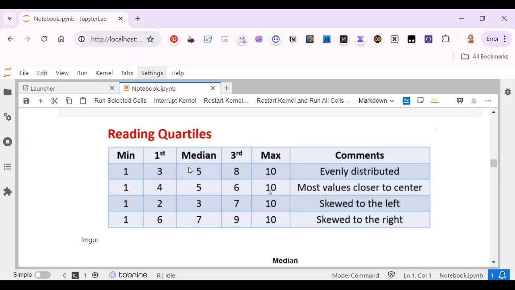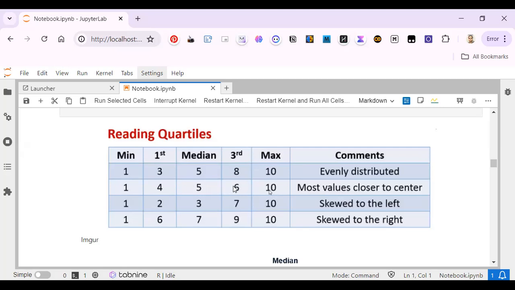And here 5 plus 3 is 8, and 5 minus 2 is 3, and then 1. So the changes are equal and small, which is why it is evenly distributed. Going from 1 to 4, it is very near 5, and from 5 it is just 6. That is the reason most values are closer to the center.